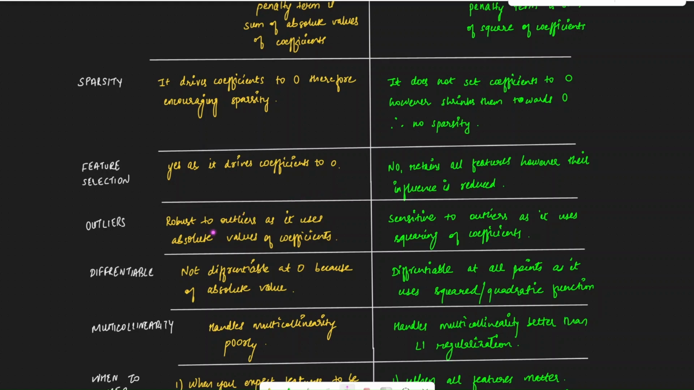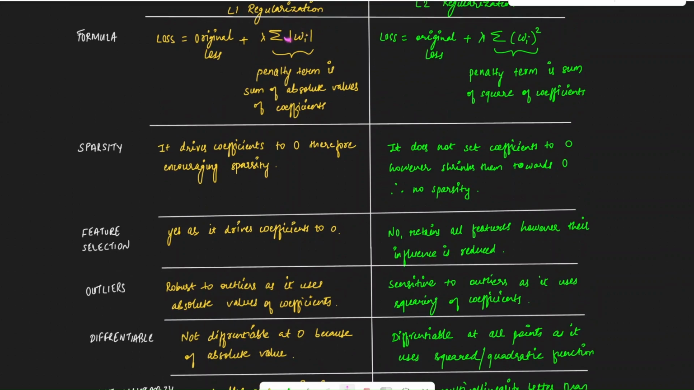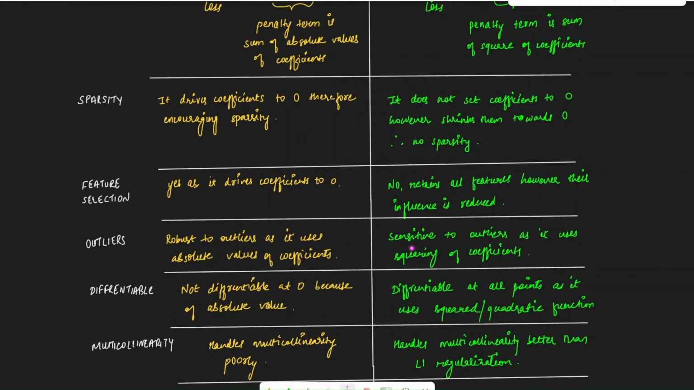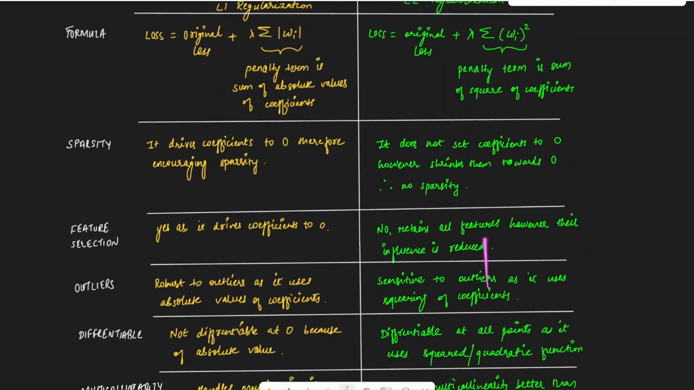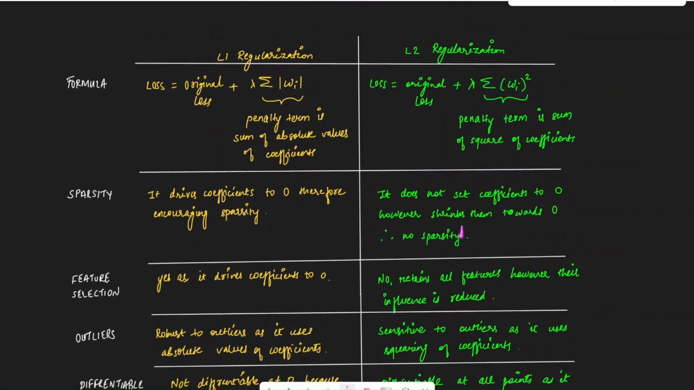Outliers. L1 regularization is robust to outliers, and it uses absolute values of coefficients, which we have seen from the formula over here, whereas L2 regularization is sensitive to outliers because we are using the sum of squares of coefficients, and this term is sensitive to outliers.